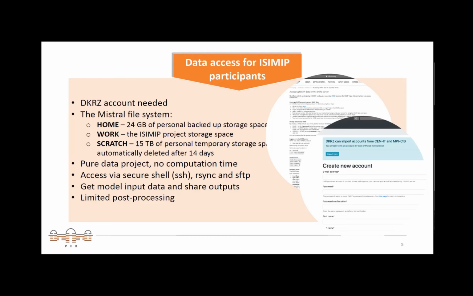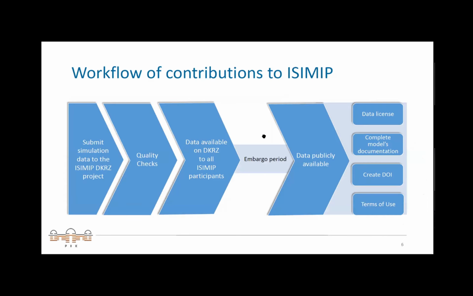Next, please. Once you have your simulations and you want to submit them, you submit a few of them and we will perform some quality checks on formatting, and soon also on the data. Then when your files pass these checks, they become available to all ISIMIP participants and stay like that during an embargo period, which is up to a year after we publish the simulation protocols for a simulation round. This can be extended, but this should first be agreed with the ISIMIP coordination team. After this time, your data becomes publicly available.